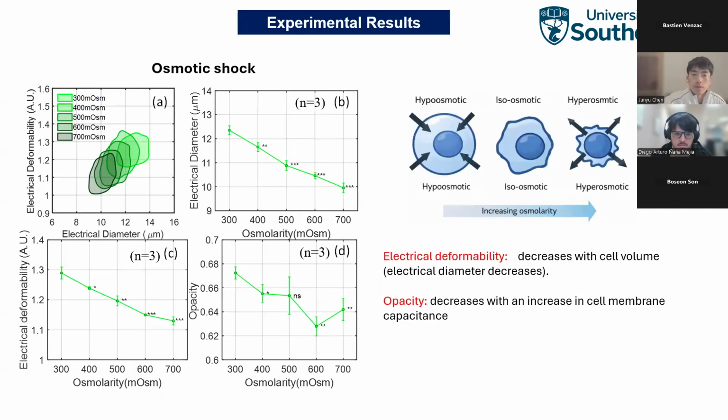And the last one is the assay with the cells treated with different osmotic shocks. As osmolarity increases, cell volume is decreased as shown in the figures, which is reflected by a decrease of electrical diameters. And the electrical deformability also decreased with the decrease of cell size, while opacity also saw a decrease, indicating the cell membrane capacitance increase.